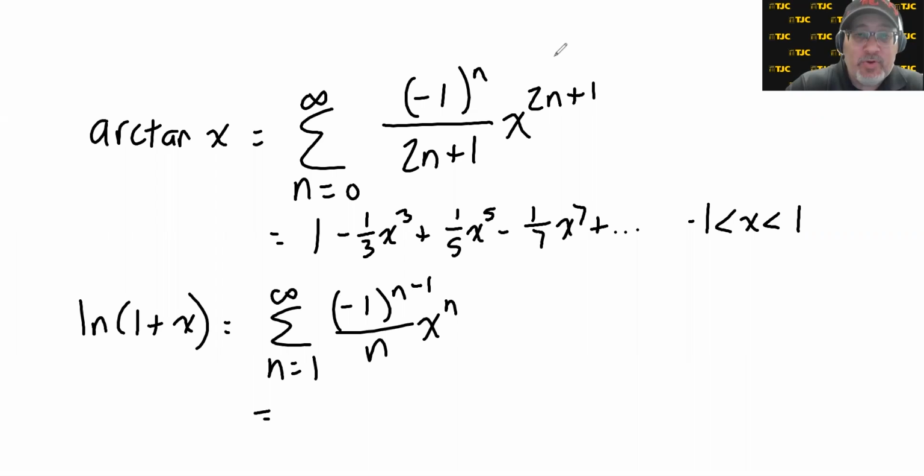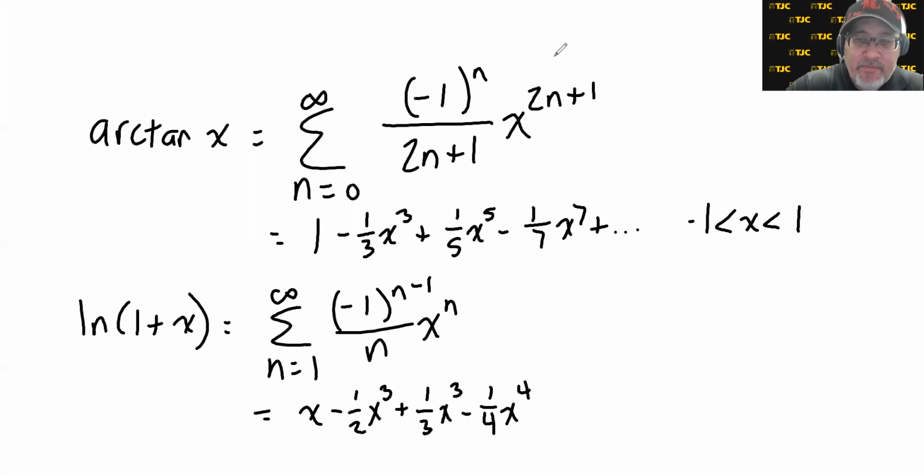But if we put in n equals 1, we will get 1x. If we put in n equals 2, we'll get -1/2 x squared. Put in n equals 3, we get positive 1/3 x cubed. Put in n equals 4, we get -1/4 x to the 4th. And again, if you're wondering where this came from, this is an example that I did not get to, but it is one that is super convenient to know. And its interval of convergence is also -1 to 1.